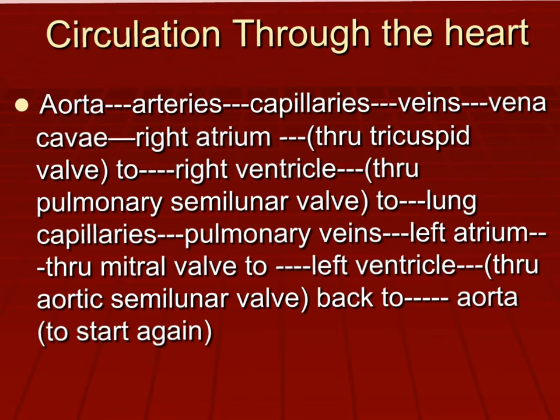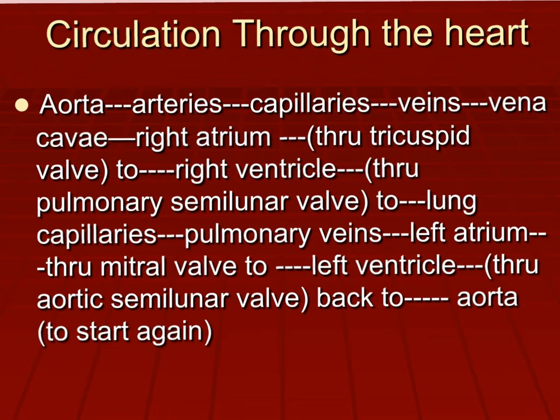Now I would pause the video and copy this down, because this is the circulation through the heart. It's one of our short answer questions. If we start with the aorta, it goes through the arteries. Remember, arteries carry blood away from the heart, veins carry blood to the heart. How we get blood from the arteries to the veins is through capillaries. So we go aorta, arteries, capillary, veins. The vena cava is the largest vein in the body. Then it enters the atrium of the heart.